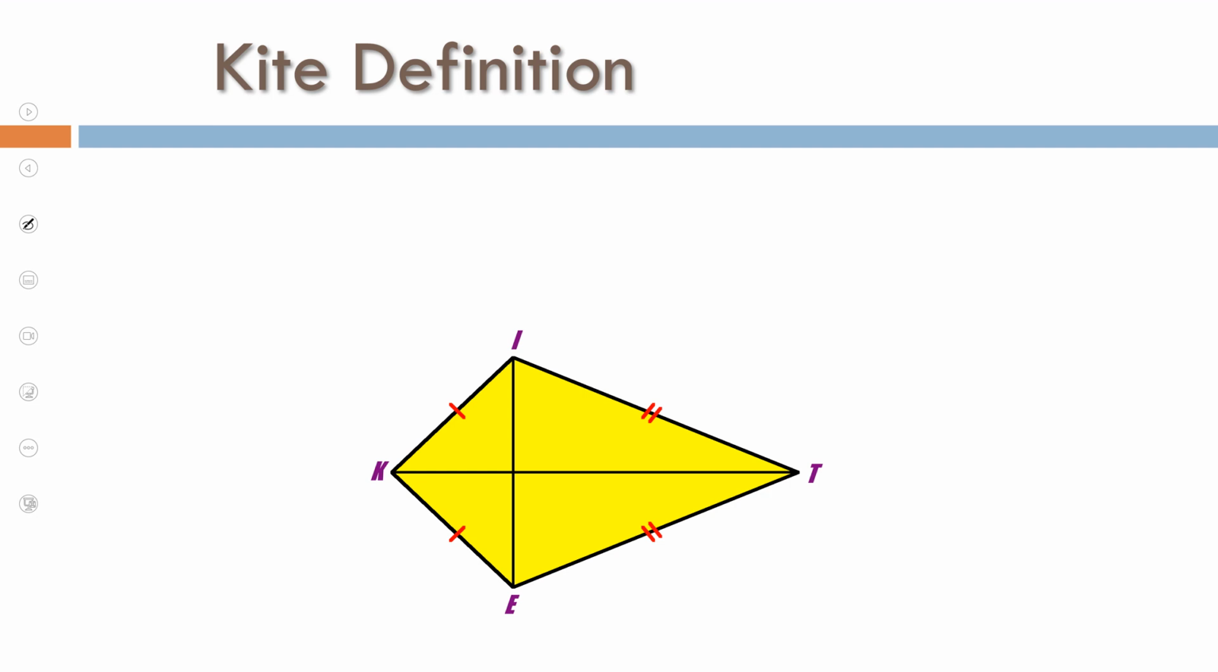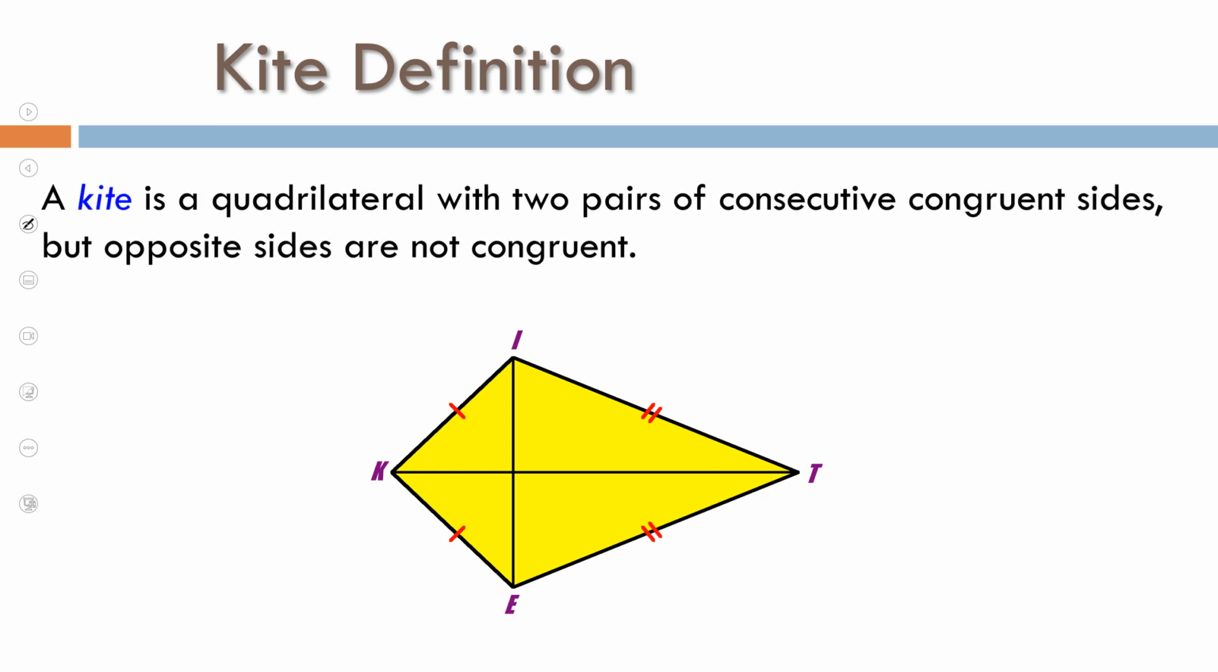Becca. The sides that are equal are adjacent and not opposite each other. I like that. Right? Where are the congruent sides in a parallelogram? Opposite each other. Where are they in a kite? Next to each other. Good. The fancy term for that is consecutive. Okay. Consecutive congruent sides, but opposite sides are not congruent. That little bit at the end, but opposite sides are not congruent, is there to make sure that it's not a rhombus.